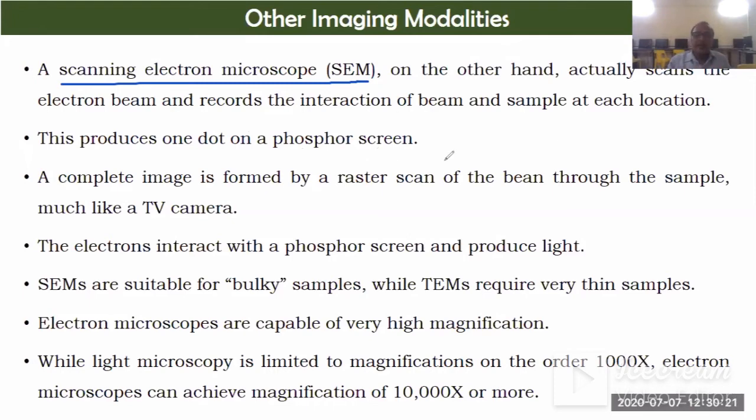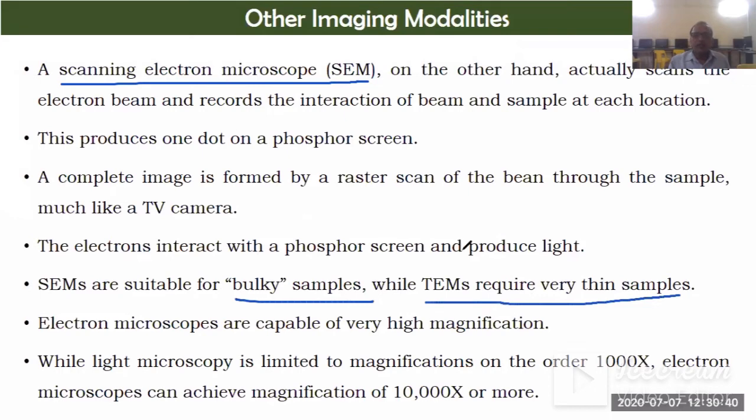So the complete image is formed by the raster scan of the beam through the sample, much like a TV camera. The electrons interact with the phosphor screen and produce light. The SEM is suitable for bulky samples, whereas TEM will be required for thin samples.